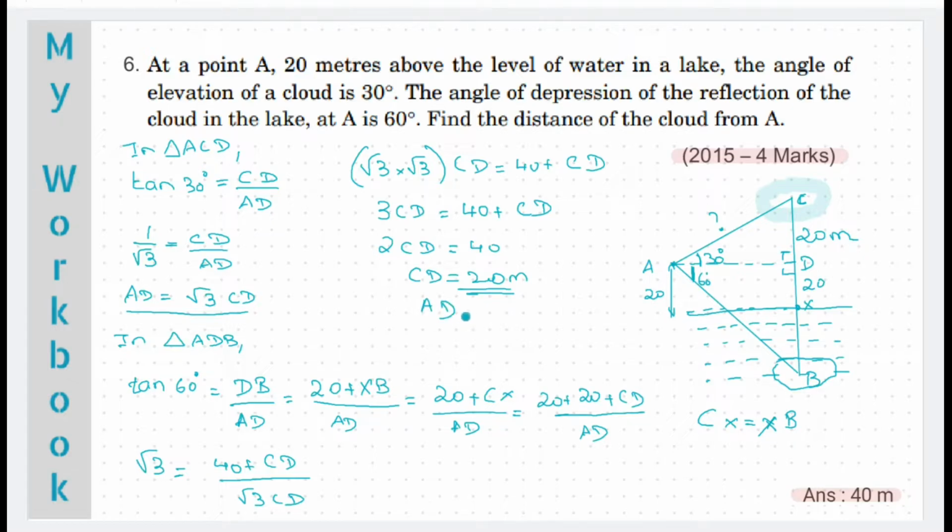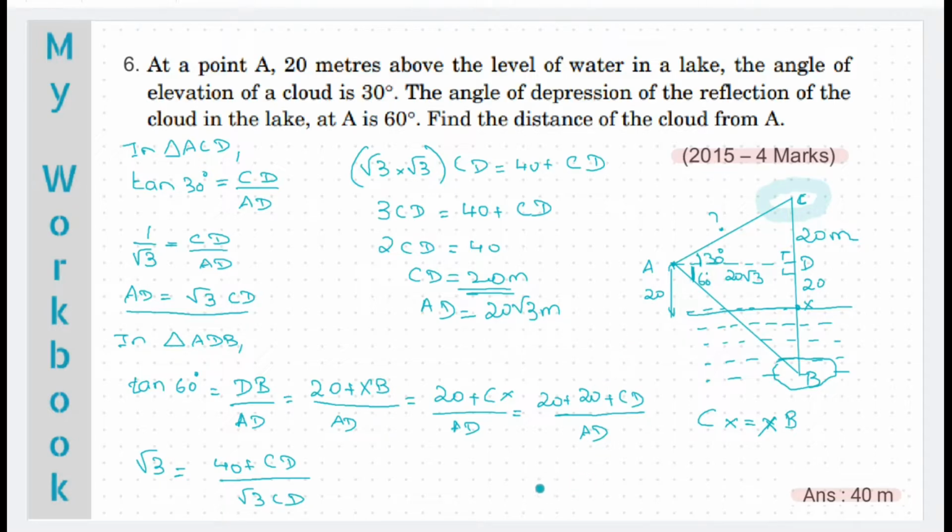AD is root 3 times CD, so it will be 20 root 3 meter. So AD also we know, 20 root 3. All we need is AC. So we know the base, we know the opposite side. We just have to find the hypotenuse. We can apply Pythagoras theorem, or we know even the angle of elevation.